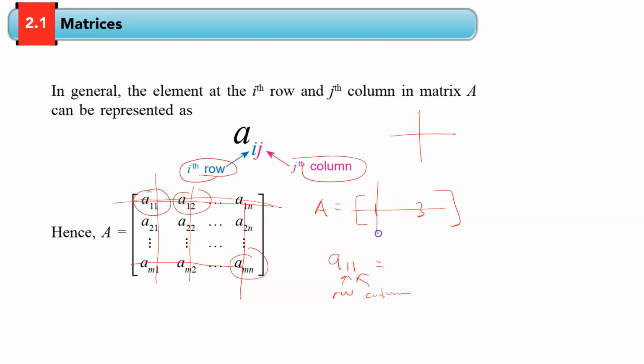So, first row, first column. Kita ada number 1. 3 ni position dia apa? First row, second column. So, first row, second column. Kita ada 3.